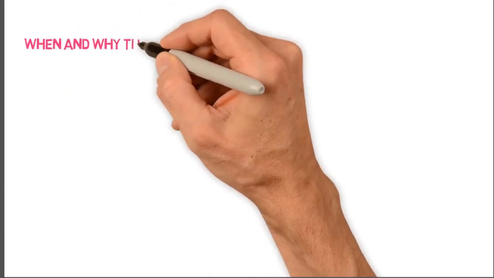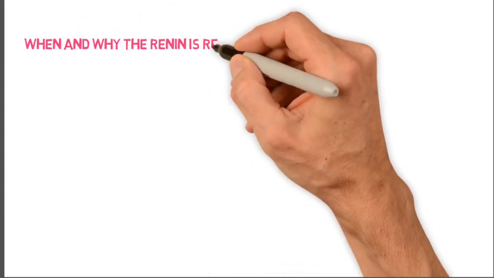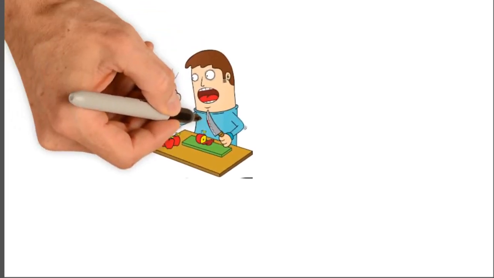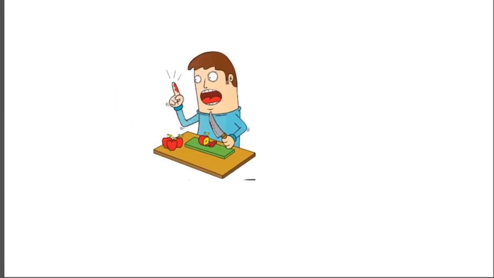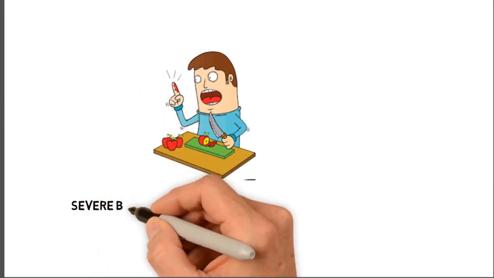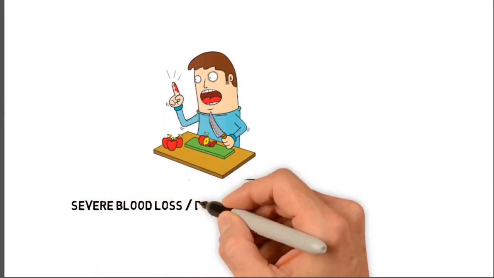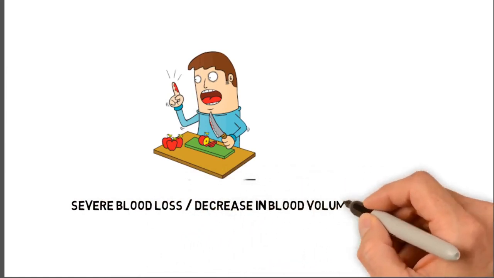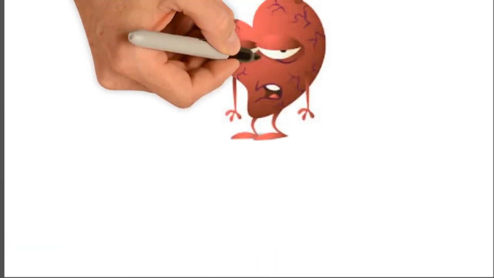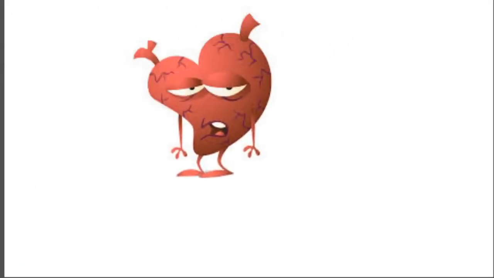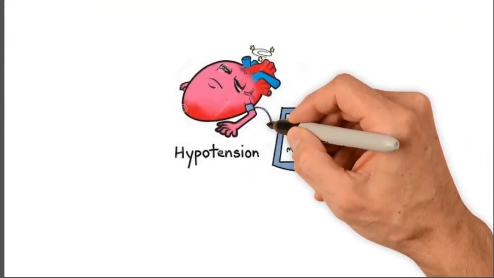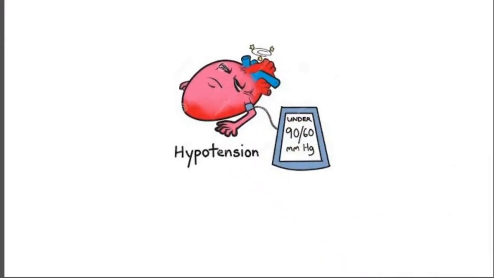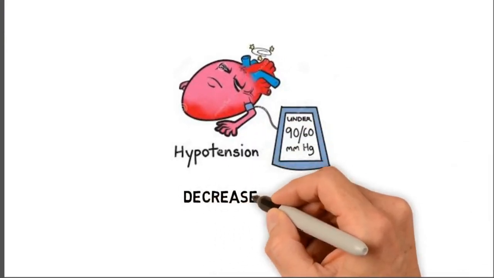Now, what is the significance of renin release, and why and when is the renin released? In case of severe blood loss or if there is a decrease in the blood volume, the renin is released. Or in case of congestive heart failure, where the heart muscles are weak so they don't pump enough blood. Or in the case of hypotension, where there is a decrease in the blood pressure.